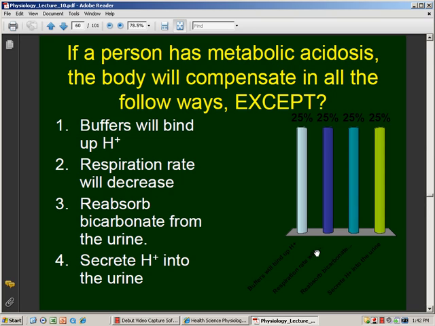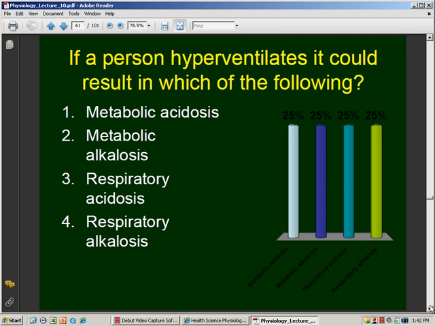Number 3, reabsorb bicarbonate from the urine. We already said that. And then secrete acid into the urine. Can it secrete acid into the urine? Sure can. It can't reabsorb. Oh, that's right. Yeah. All right, so if a person hyperventilates, it could result in which of the following?